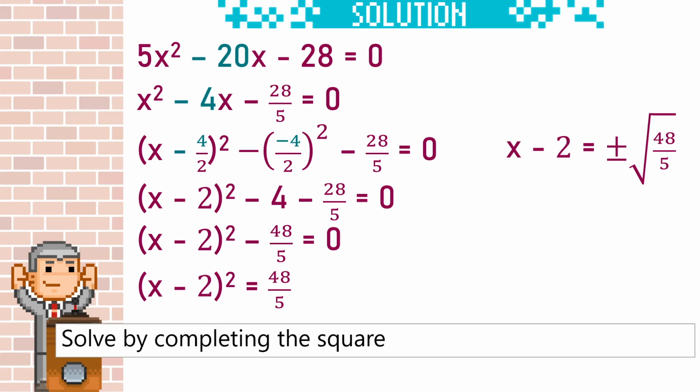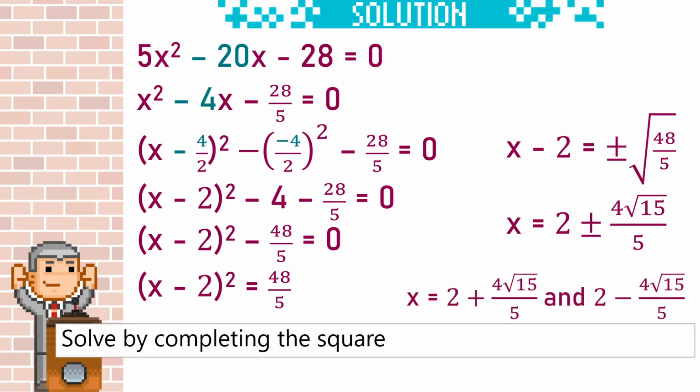Now, I know that 48 over 5, using our surd knowledge, we can rationalise the denominator. That's the same as root 48 over root 5. Rationalise the denominator and simplify, and it can give us 2, because we've added the 2 to both sides, plus minus 4 root 15 over 5. And we know when there's a plus minus, there's a plus version and a minus version. And we can leave our answer as a surd.